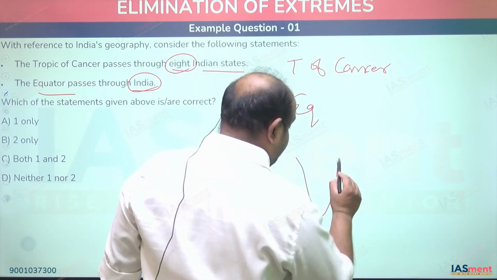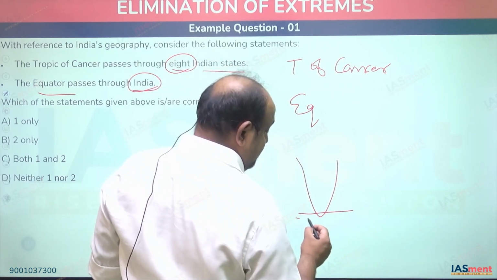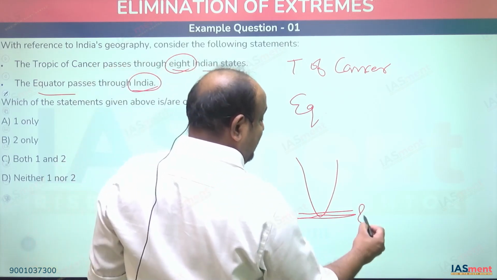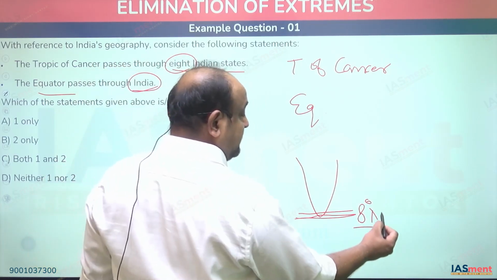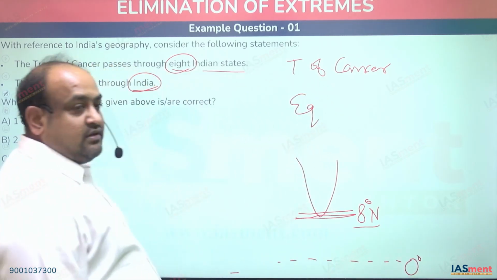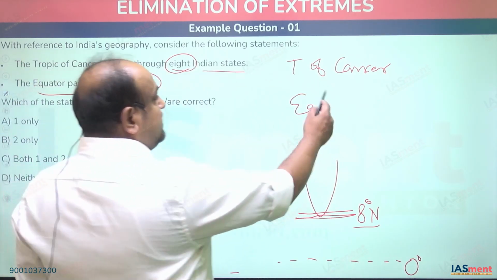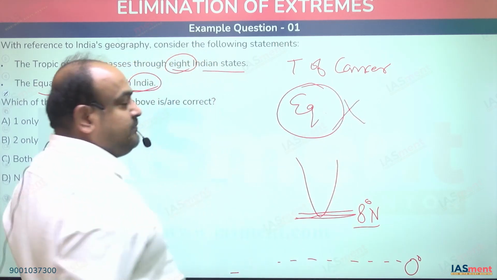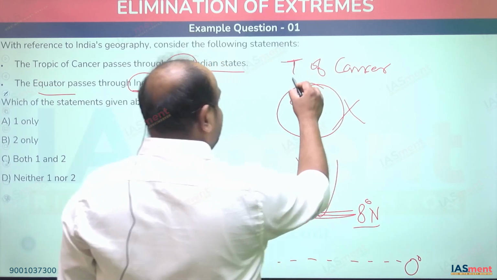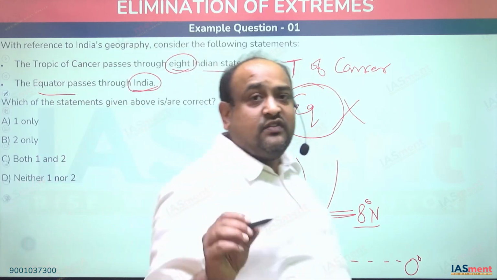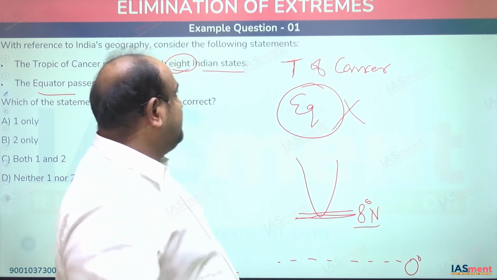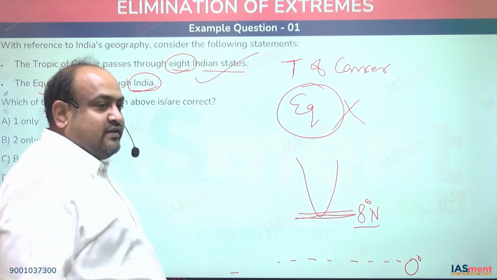We all know that the southernmost tip of India is at somewhere around 8 degrees north, and the equator is at 0 degrees. So the second statement becomes wrong. Now the first statement: this is a basic geography fact that the Tropic of Cancer passes through 8 Indian states. So statement 1 becomes correct.